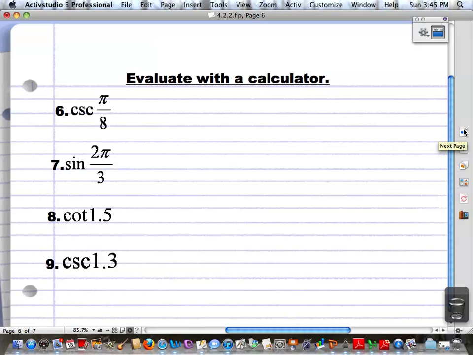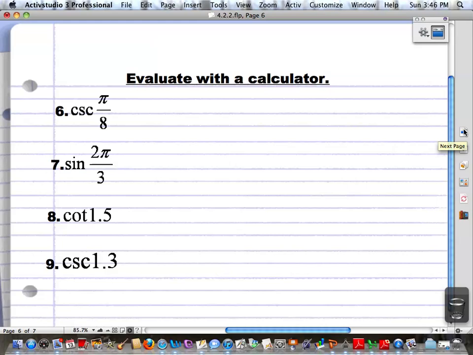Now, if you notice on your calculators, the only trig values you have are sine, cosine, and tangent. So if I want to evaluate a cosecant or a secant or a cotangent, I'm going to have to use that idea of being a reciprocal. Also, notice in these problems that all of these measurements are in radians. So we're going to need to make sure that our calculator is functioning in radian mode.